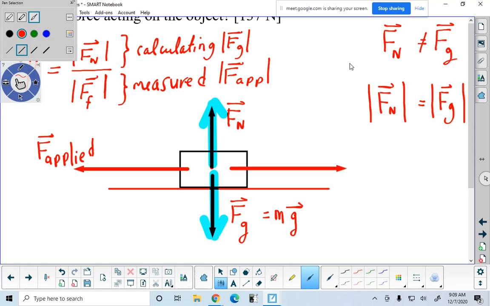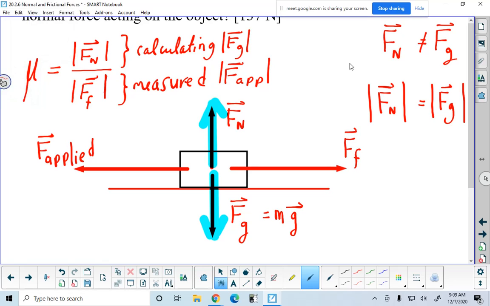And the free body diagrams are definitely going to become more complicated as we move on. This free body diagram is very rich with information. It tells you that the magnitude of the gravitational force and the magnitude of the normal force are equal. There is no direct way to calculate the normal force, so you calculate the gravitational force in its place.